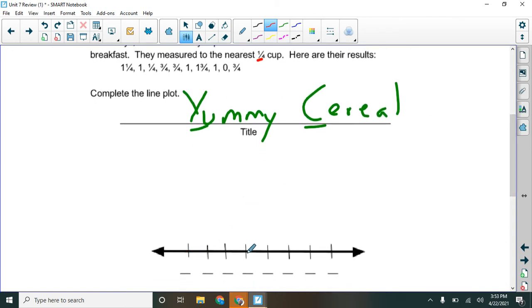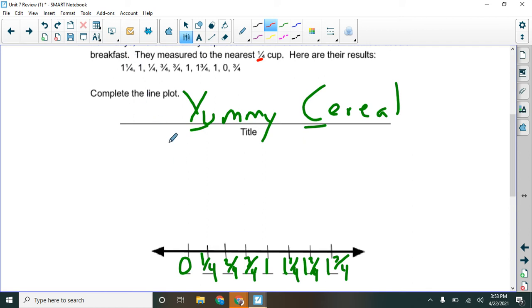When you start designing a line plot, we need to find the lowest number up here. Of course, it's 0, right? And now we're going to count by 1/4. Fourths. Okay, so 1/4, 2/4, 3/4. 4/4 is 1 whole. 1 1/4, 1 2/4, 1 3/4. And nothing goes bigger than that, right? Nothing is 2 or above.